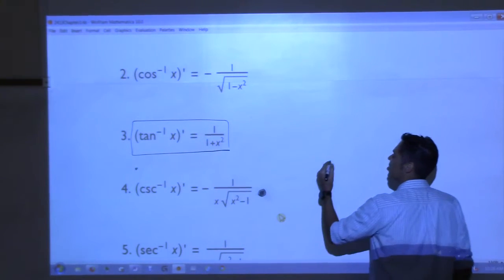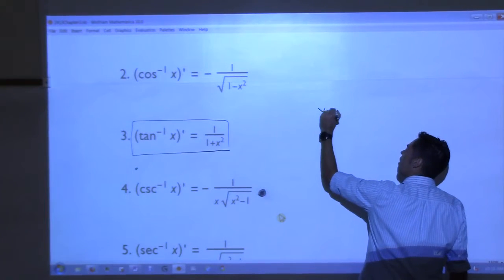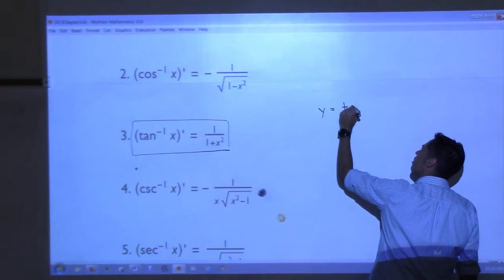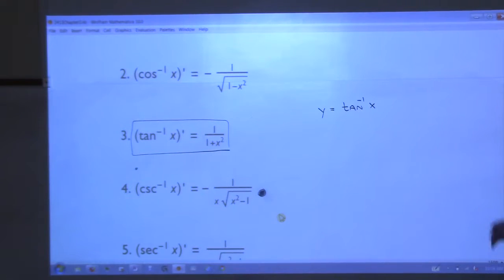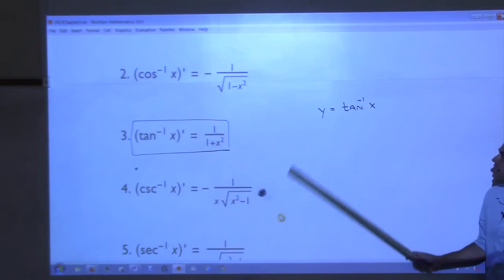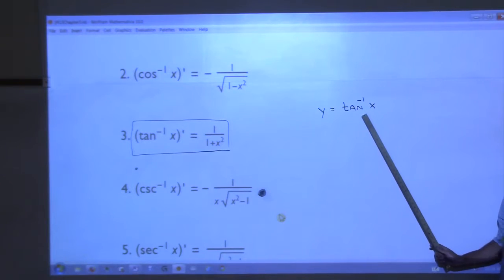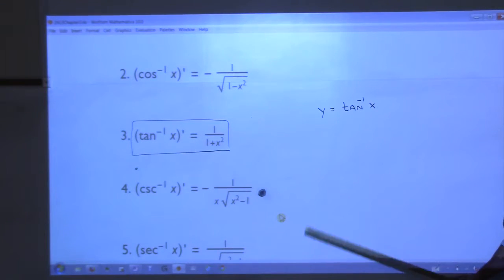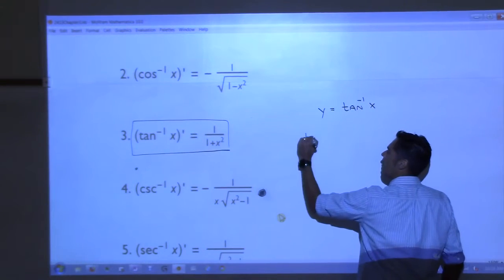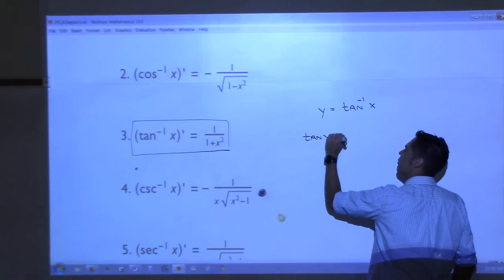Here's what I'm going to do to do that. I'm going to start out by writing out y equals the arctangent function, okay? Right now I cannot take the derivative of the left and the right because I don't know the derivative of the right side, right? So what I'm going to do instead is try and manipulate this into something that I do know the derivative of. So how about I take tangent of both sides?